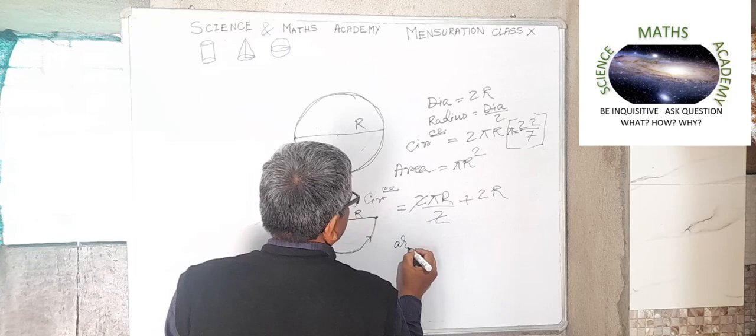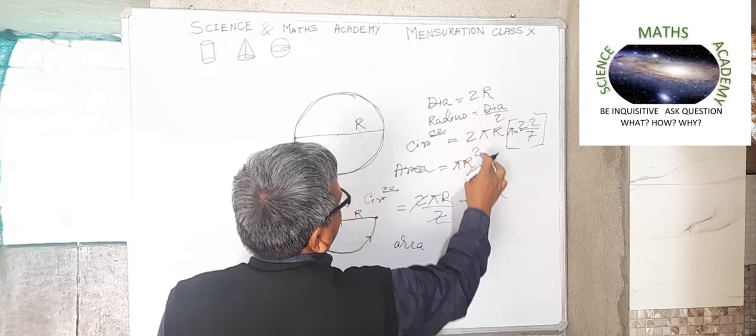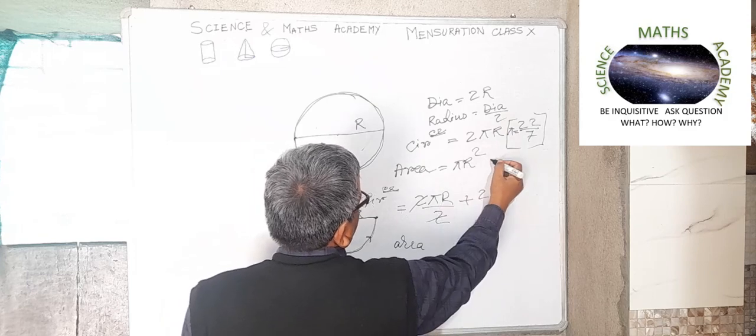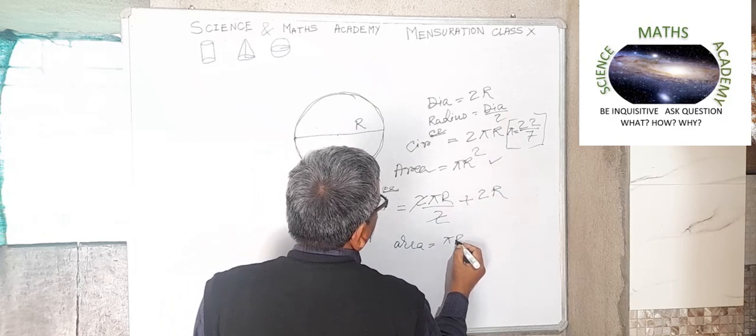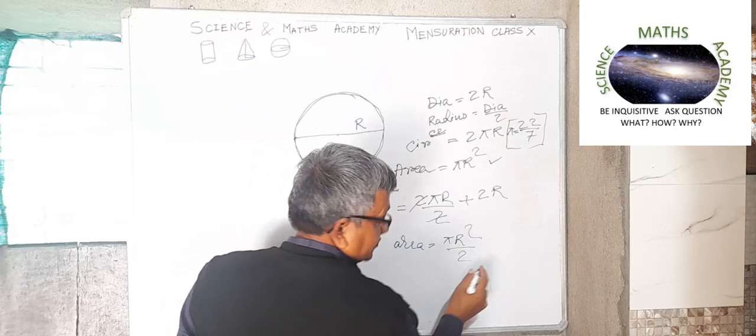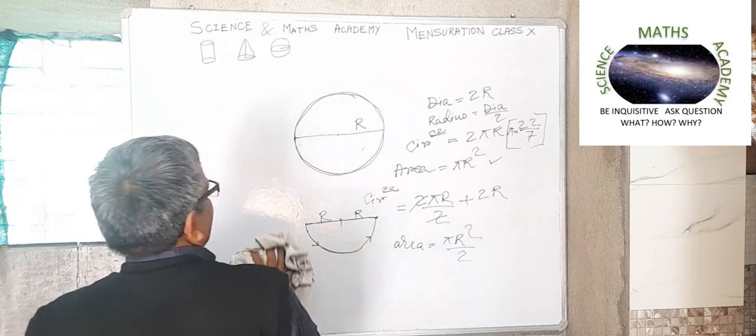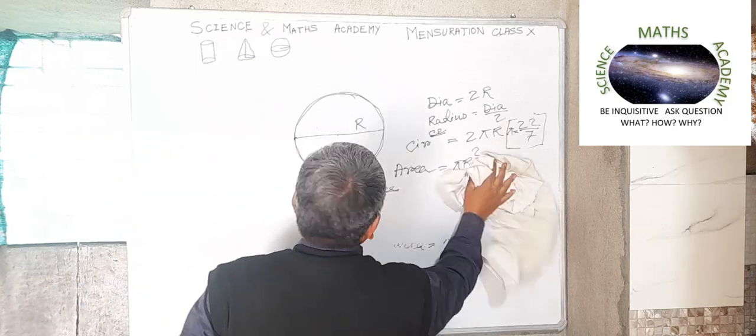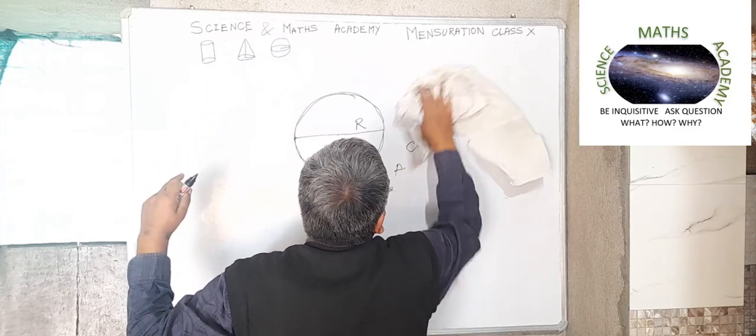Area is very easy, sir. The total is pi r square, so for a semicircle this will be pi r square by 2. We require this portion now, that's why I told you.